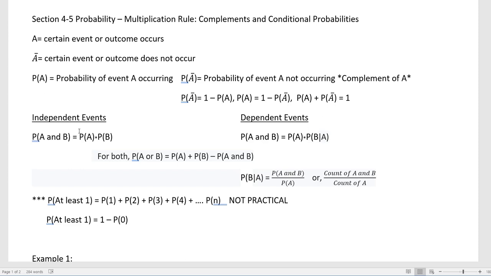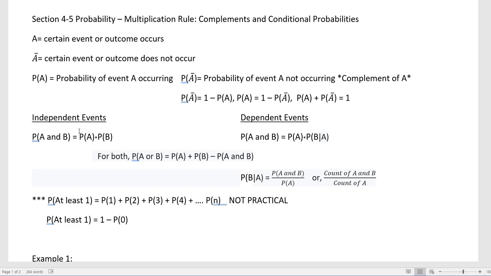So when I put P of A, we're literally saying what is the probability of event A occurring. P of A with a line over it, P of A not, is the probability of event A not occurring, also known as the complement of A. We calculate it by doing 1 minus the probability of A. This also means that the probability of A is 1 minus the probability of A not. See, the idea is that they should total to 1, so A not should be 1 minus the probability of A, and A should be 1 minus the probability of not A.